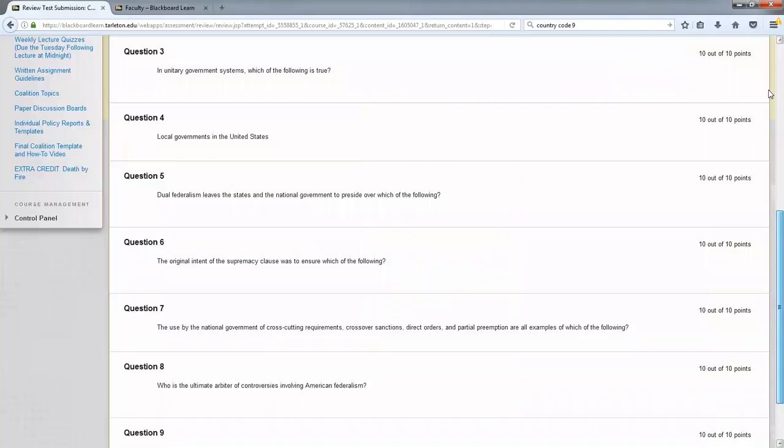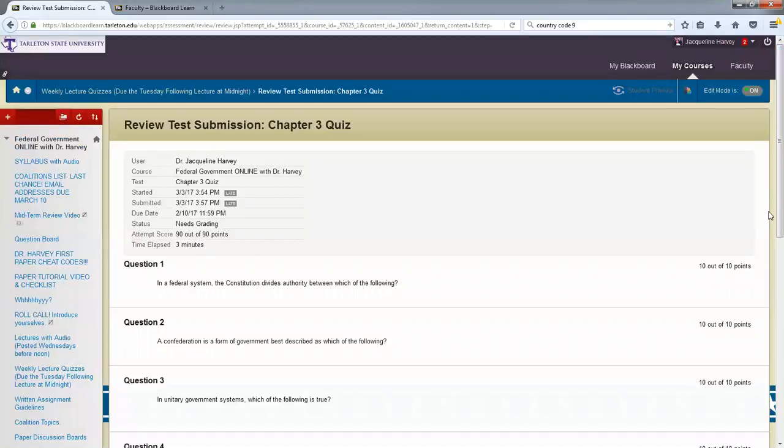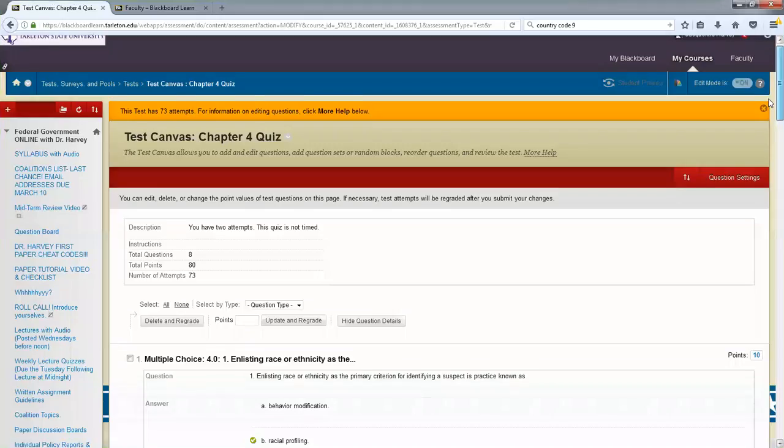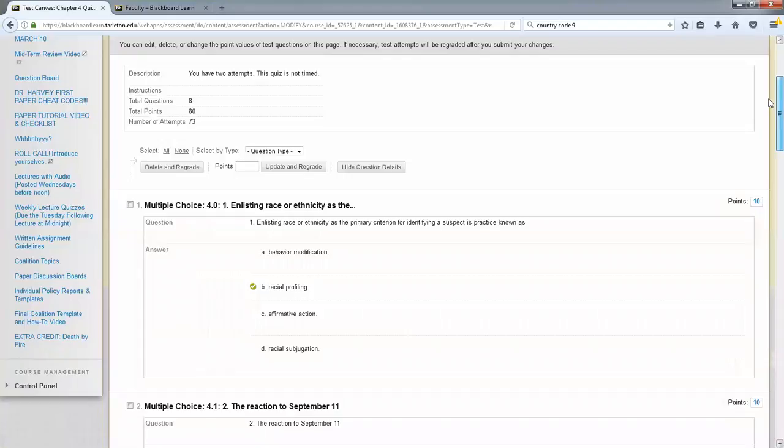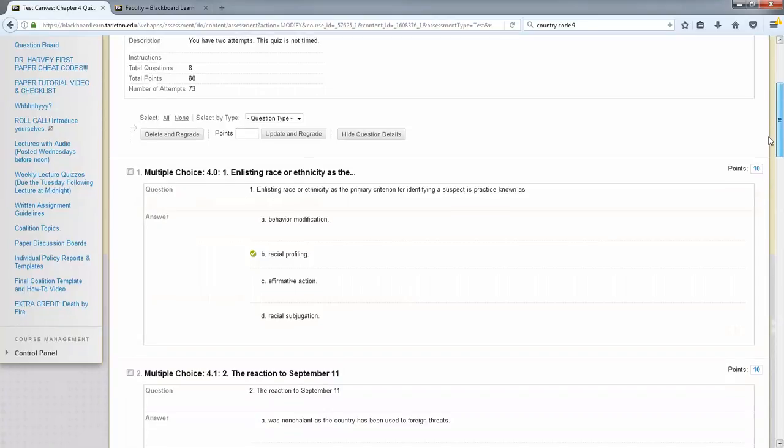So I will go ahead and curve that since I got rid of one question that I didn't like, which is what that pause was all about. I'll go ahead and curve that for you. Okay, so let's move on to chapter 4. This one, I've gotten rid of two questions that I didn't like. It has been curved up to 100 for you guys.